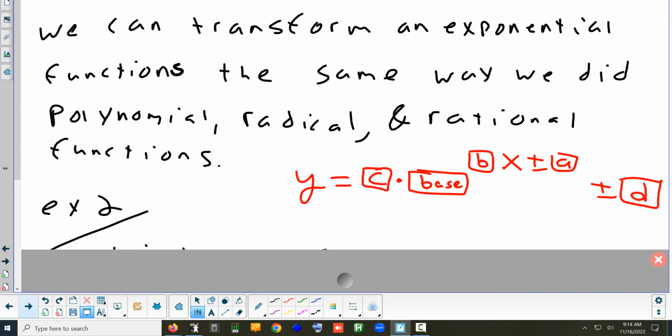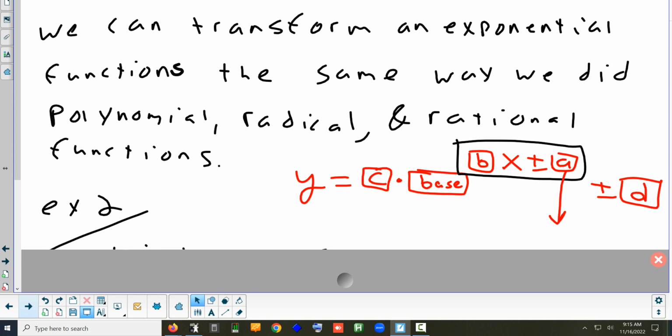Let's start with inside the function. So in this case, well, we talked about square roots. Inside meant in the root. In this case, inside means in the exponent, as close to the x as you can be. That's inside. So this whole part is inside. Start with A. A is adding or subtracting inside.